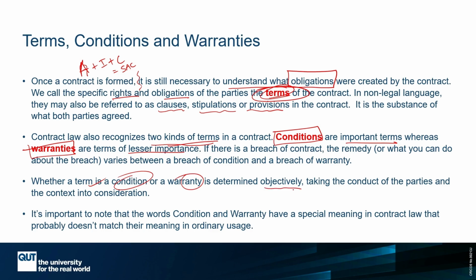Now, whether a term is a condition or a warranty is determined from the perspective of an outside objective observer. Would an outside objective observer, taking into account the conduct of the parties and what went on and the context, knowing all of that, would they think that this was a very important term, a condition, or would they think it's a term of lesser importance, a warranty? And some of the precedents around this might help us understand.